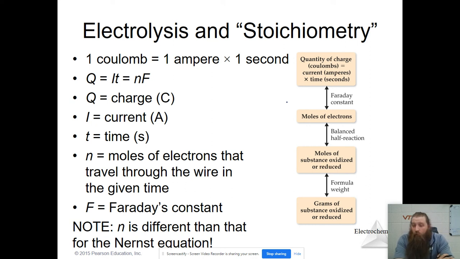Or you can work the other way, right? Say I want to make 12 grams of this substance. How much charge do I need? I go the other way. So again, we're not delving too deep into electrolysis, corrosion, or electrochemistry as a whole. We're just scratching the surface.